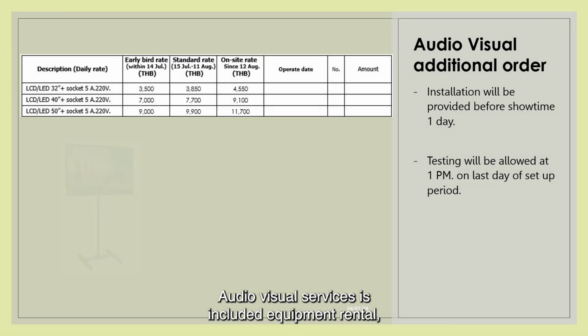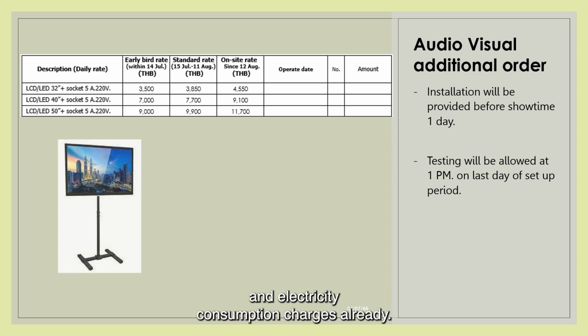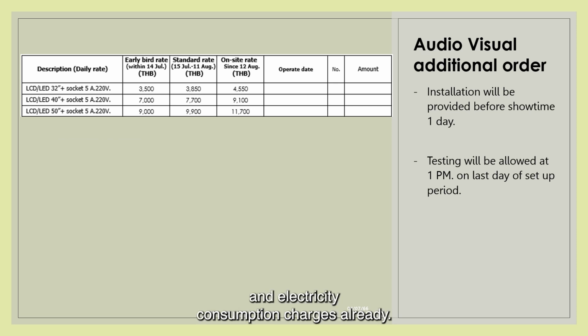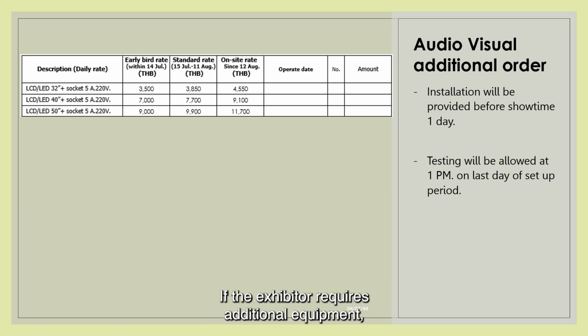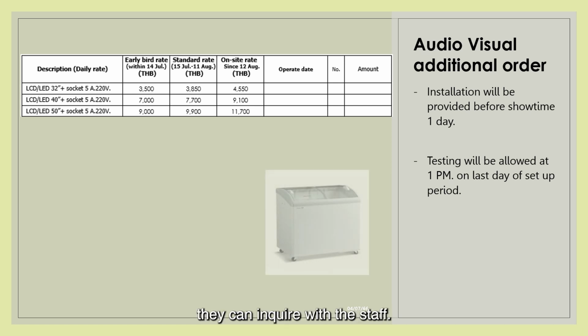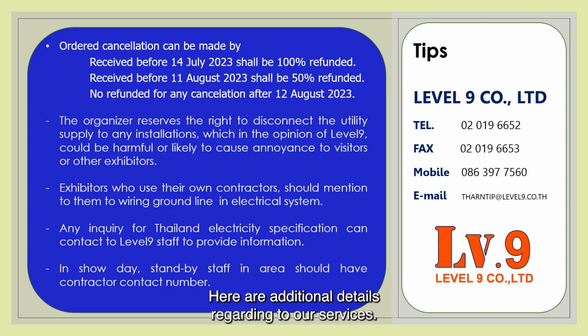Audio-visual services include equipment rental, installation labor costs, and electricity consumption charges already. In addition, the company has other electrical equipment that is not listed in the form. If the exhibitor requires additional equipment, they can inquire with the staff. Here are additional details regarding our services.